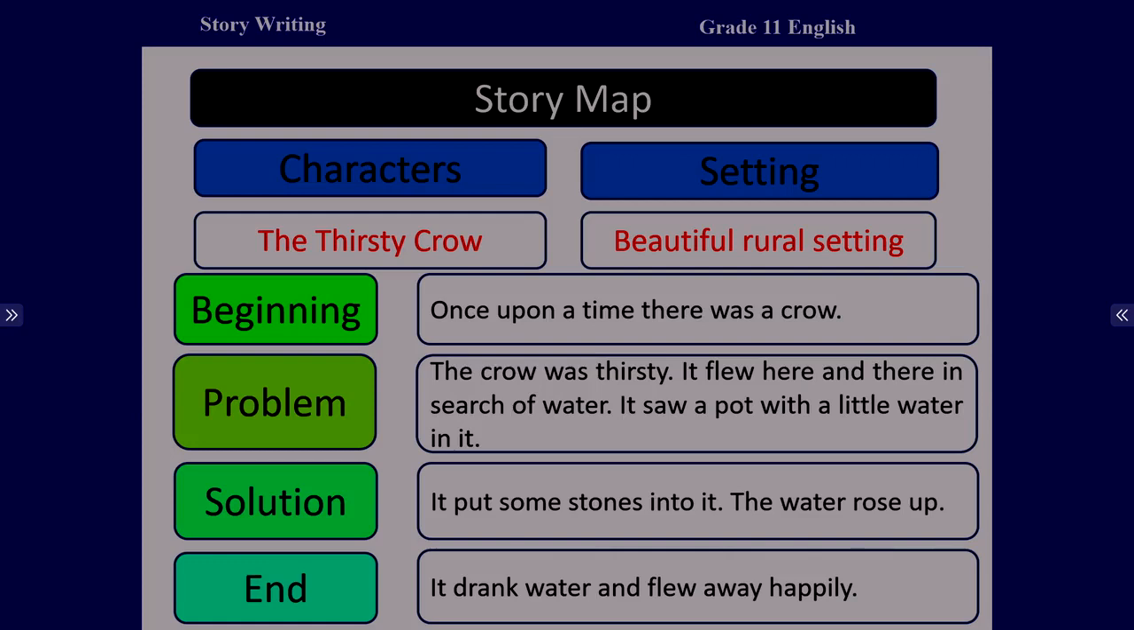What is the problem? The crow was thirsty. It flew here and there in search of water. It saw a pot with a little water in it. That's how we wrote the problem. Next, you have the solution. So, what is the solution? It put some stones into it. The water rose up. What is the end? It drank water and flew away happily.